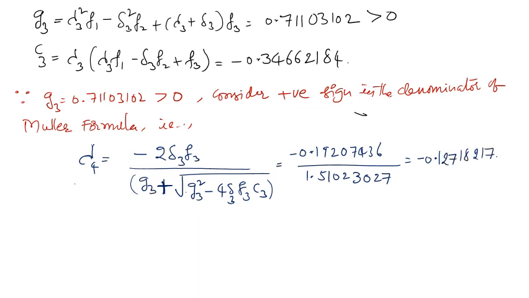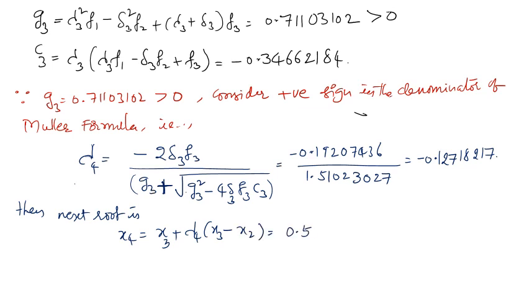So this value is minus 0.1271817. Okay, then what is the next formula? Then the next root is x4. x4 equal to, what is the formula? x3 plus lambda 4 into x3 minus x2, and this is 0.51254636. This is second iteration value. Question is perform 2 iterations, therefore this is the result.